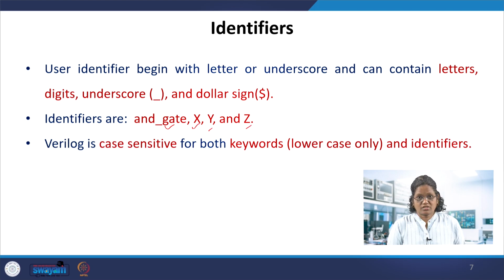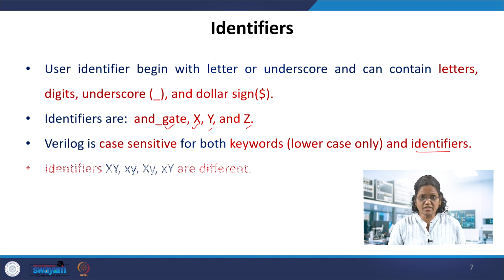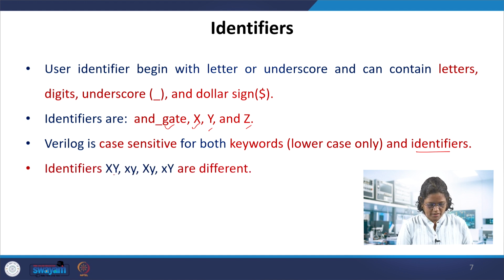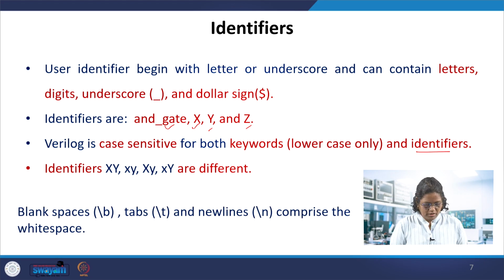Also, Verilog is case sensitive for both keywords and identifiers. Keywords are lowercase only. Case sensitive means that capital X and capital Y, small x and small y, capital X and small y, small x and capital Y are all different. So these identifiers are case sensitive. There are also blank spaces, which is \b, tabs, which is \t, and new line, which is \n, which can comprise the white space as well. These can be used in your code: blank space, tab, and new lines.